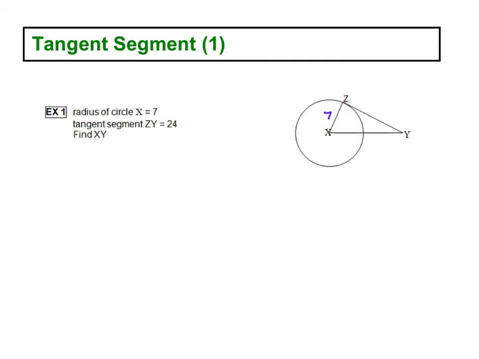If they had not told us that the tangent segment was ZY, we would be able to figure out that it was ZY because of the 3 segments in this picture. This is the one that touches the circle in just one spot from the outside like this. So that tangent segment is 24. And now it says find XY. So we want to find this side.